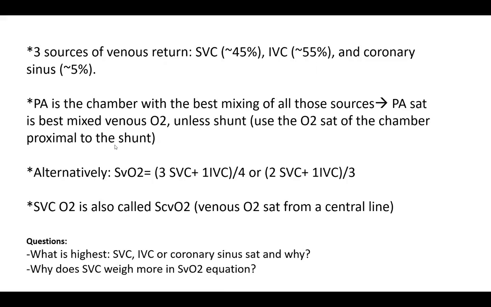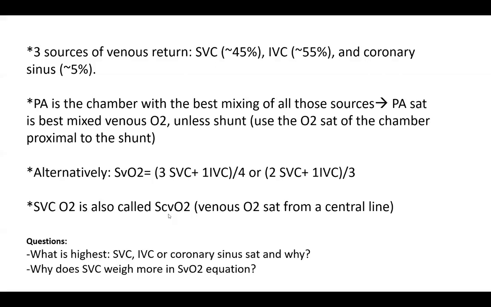I want to mention another important idea. Should you decide to use the right atrium, you have to obtain multiple samples. But better than using right atrium, if you don't want to use the PA, you can use SVC and IVC, sample both and average them using this equation, okay? Which gives more weight to the SVC. And I'll explain it. It's important to understand that.